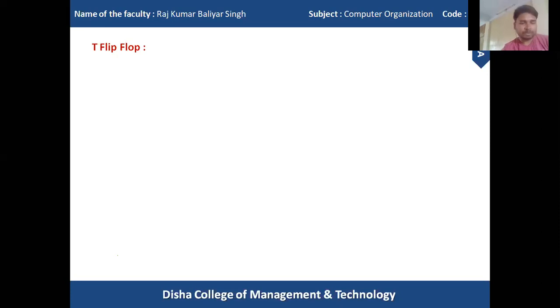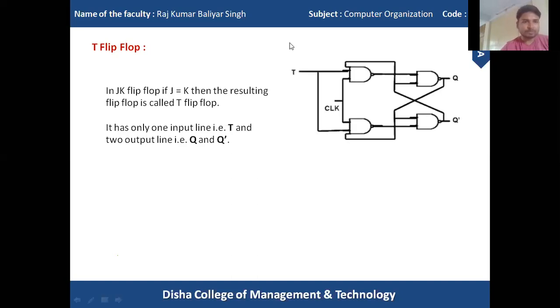So T can be 0 and T can be 1. This is the JK flip-flop. If J equals K, then the resulting flip-flop is called the T flip-flop. I'm just connecting these two terminals, the J terminal and the K terminal, in a single way. That is called the T flip-flop. So in the T flip-flop we can supply 0 and we can supply 1.